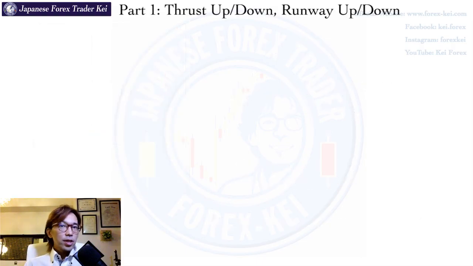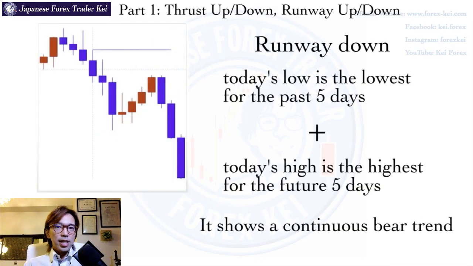And the reversed version is called runway down. As you can imagine, runway down means when today's low is lower than the previous low for the past 5 days, or the past 5 candles, and when today's high is lower than the future 5 days' highs. That's when you call it runway down, and it's an indication of a continuous downtrend.